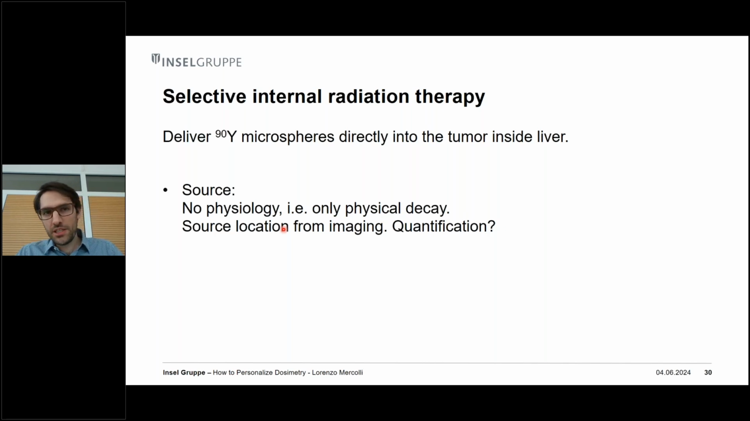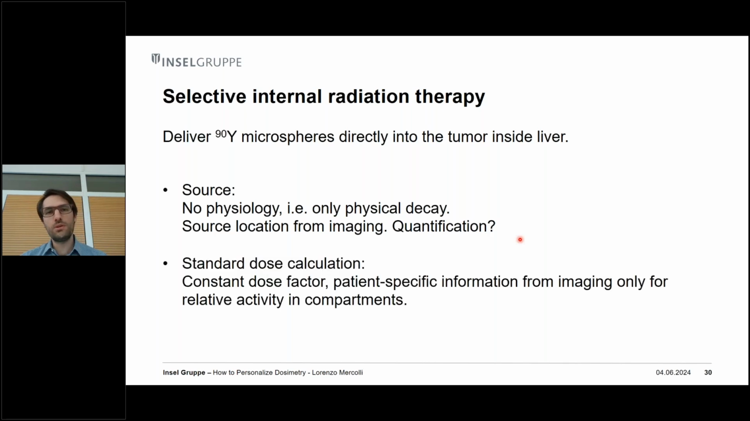The exact location of the microspheres, we still need to get that from imaging. So we need to somehow make an image of the liver. And there is a challenge here because yttrium-90, if we do a SPECT image, it's just Bremsstrahlung, so the quantification comes with some challenges. For PET as well, I will tell you more in a minute.